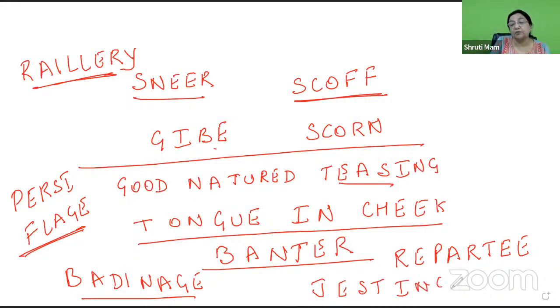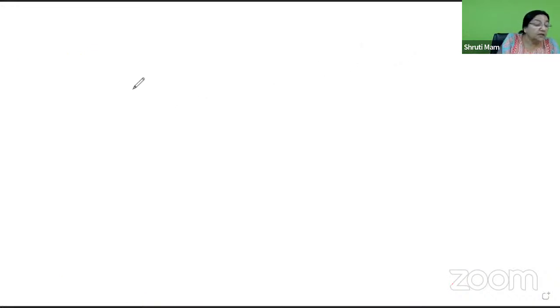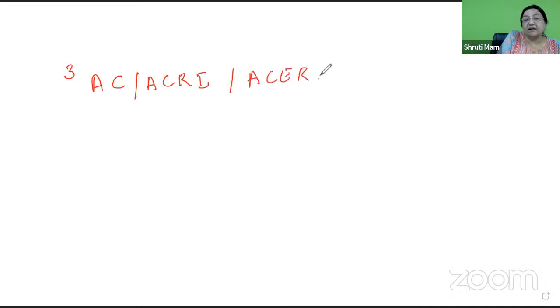Okay, so we've done about 15-20 words here on various kinds of mockeries, ridicules and self-deprecating humors. Moving further, we're now talking about certain negative tones. I'm teaching you the second word root: rid and ris was to laugh, and then we did sarcasm, which was to tear the flesh apart. My third word root is AC, ACRI and ACER, which means sour.